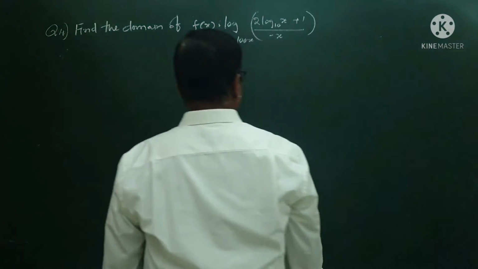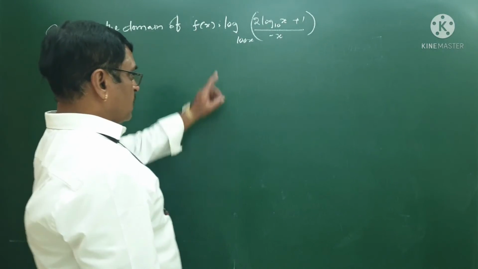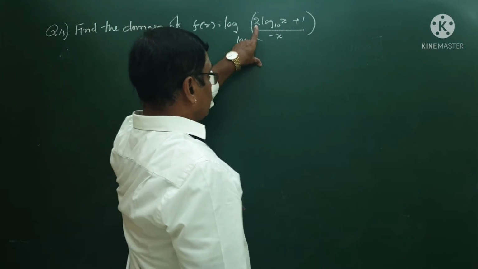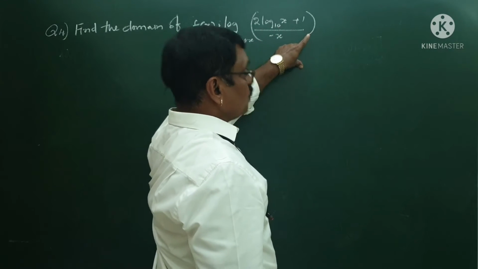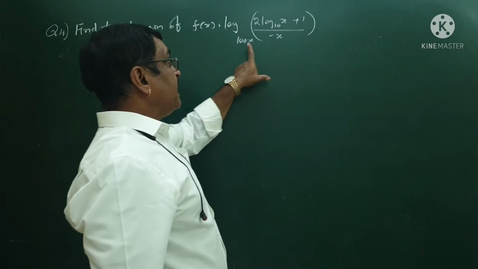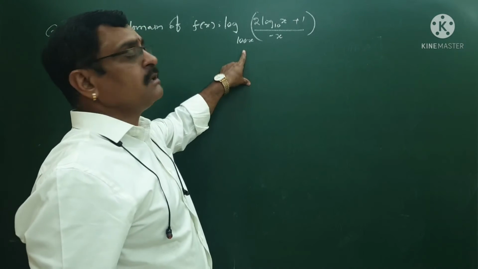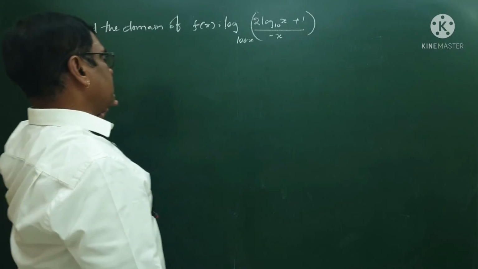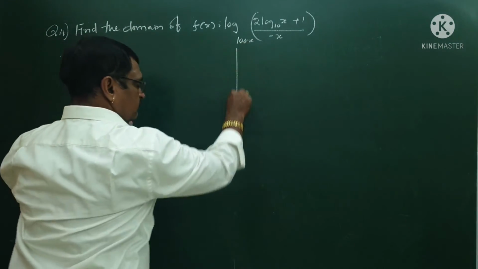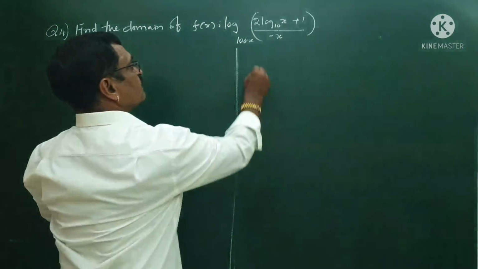Next question, find the domain of log of (2 times log x base 10 plus 1) over minus x, with base 100x. It is just a normal logarithmic function. Okay, now solution.